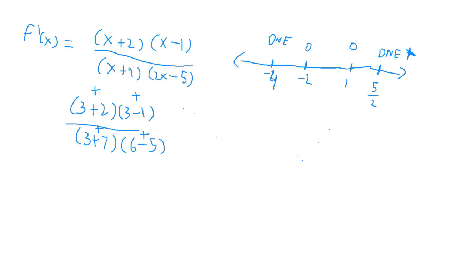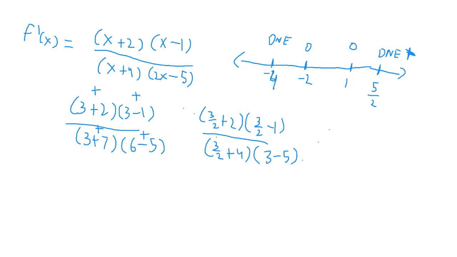Now from 1 to 5 halves, an example we could use is 3 halves, which lies below it. So we do 3 halves plus 2, 3 halves minus 1, 3 halves plus 4, and this is 3 minus 5. So again positive, positive, positive, but this time negative. So we get a negative here. The important thing to note here is we don't actually have to solve out what it is each time.